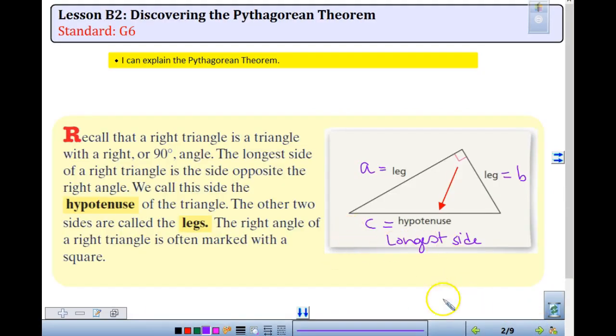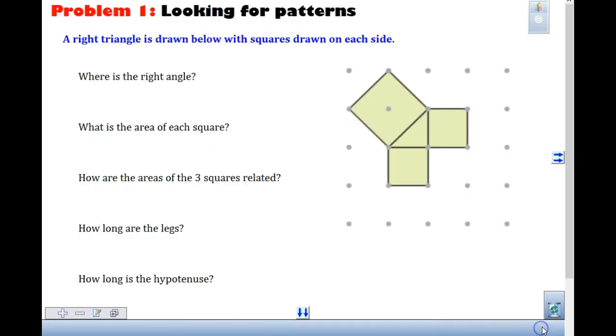Today we're going to continue with that because we're going to be exploring what is called the Pythagorean theorem. It says a right triangle is drawn below with squares drawn on each side. It says where is our right angle? If I was asking you to show me the right angle, let's put a little square there. This would be our right angle of our triangle, right? Now in the squares, are there right angles going around at every vertex? Yes, but on our triangle, the right angle is here.